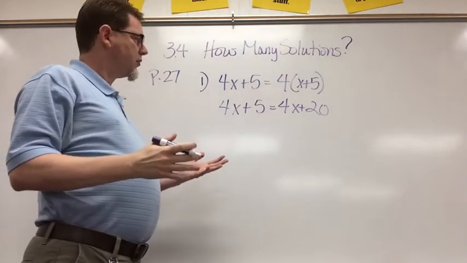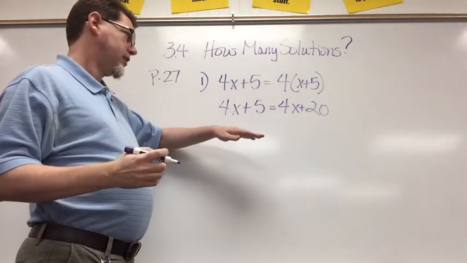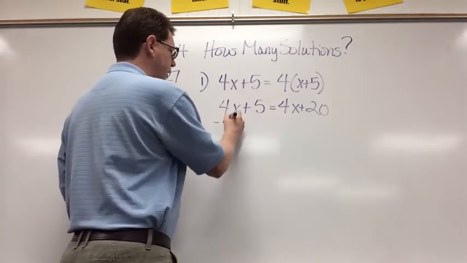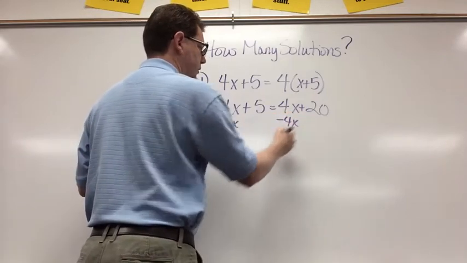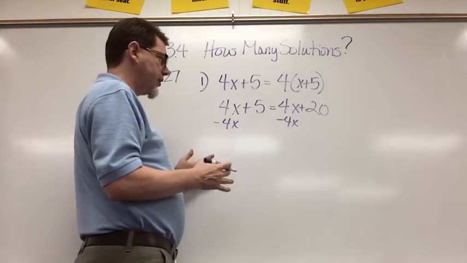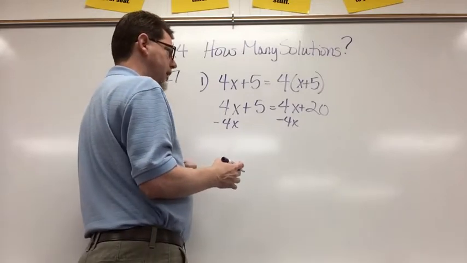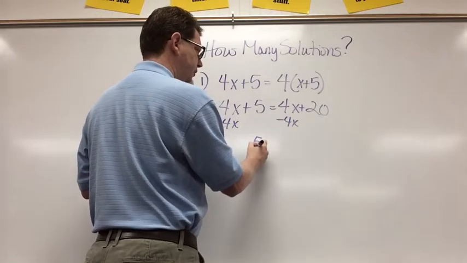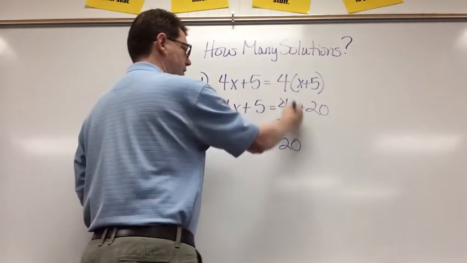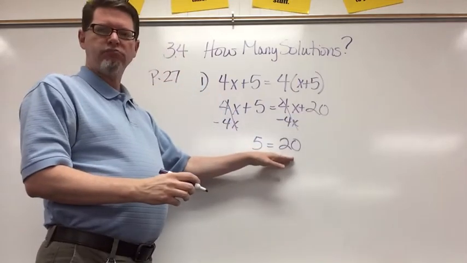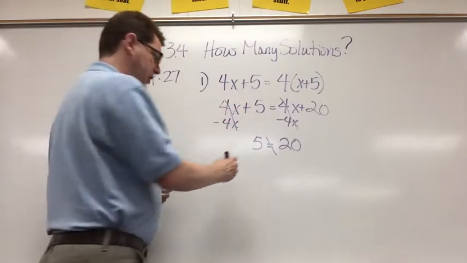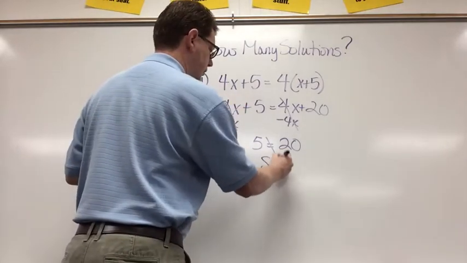So now what I need to do is subtract 4x from one side or move 4x to the other side. So I'm just going to subtract 4x and subtract 4x. Ooh, that means 4x is actually going to disappear. So I have left 5 equals 20. Does 5 equal 20? No. 5 does not equal 20, so there is no solution to this equation.